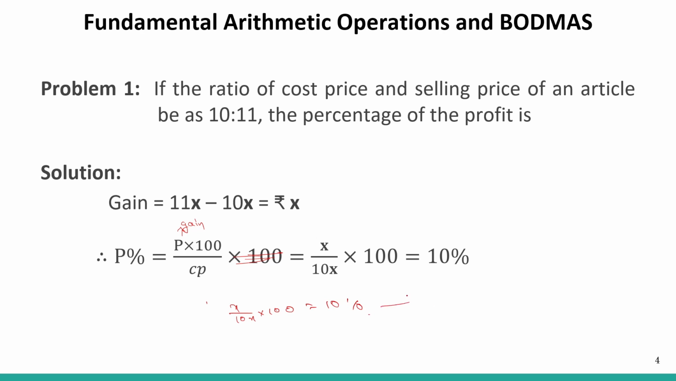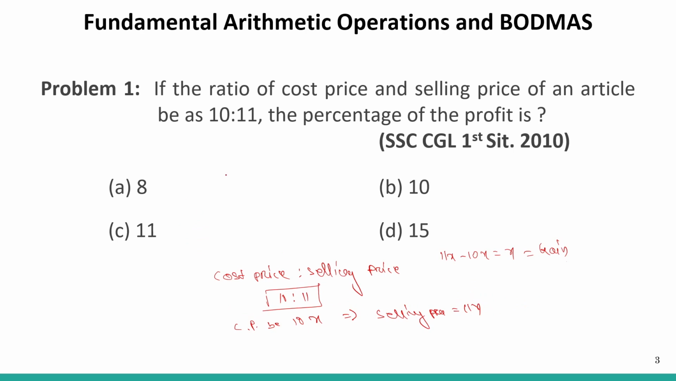So this will be the correct and final answer. Let's see the process again. The cost price is to selling price was 10:11. We assumed the cost price to be 10x, and then the selling price must be 11x from this ratio. So we found out the gain. How will we know that it is gain or loss? Gain, because the selling price is greater than the cost price. So 11x minus 10x is equal to x, which is the amount of gain.